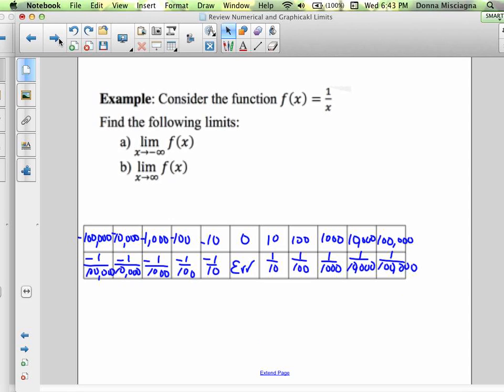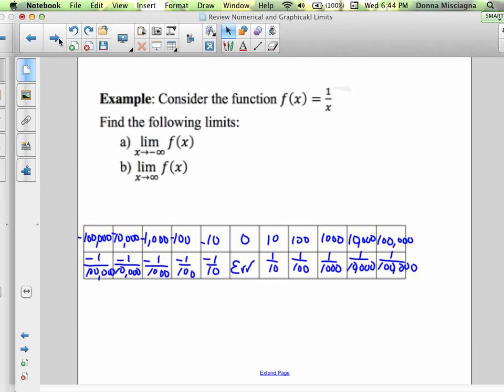So consider the function f of x equals 1 over x. Find the following limits. Now we're finding limits as x approaches negative infinity, as x grows without bounds in the negative direction, and the limit of f of x as x approaches infinity, as x grows without bounds. So again, I filled in the table.